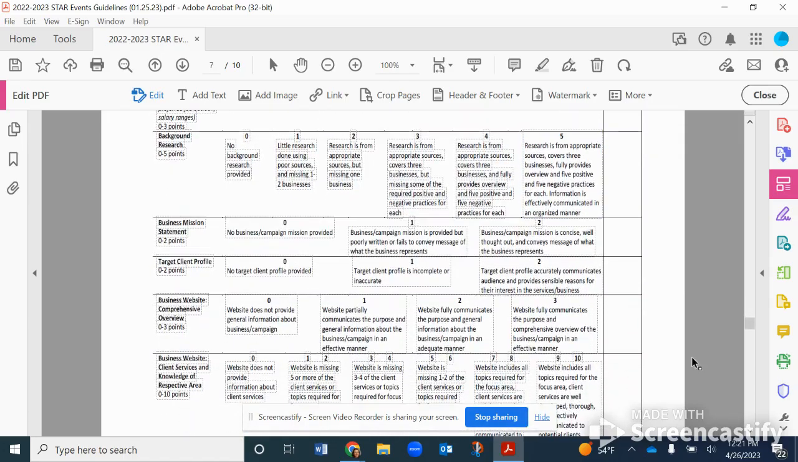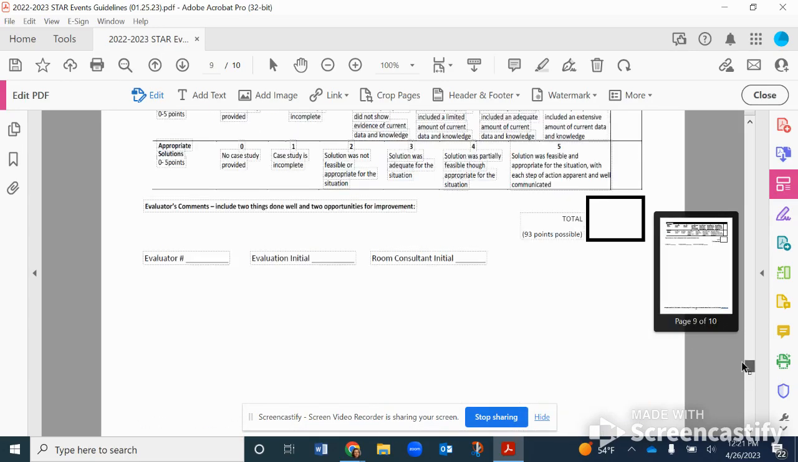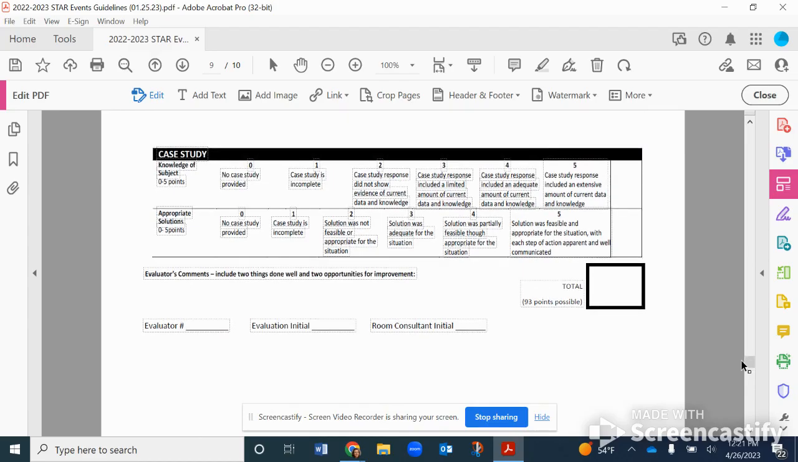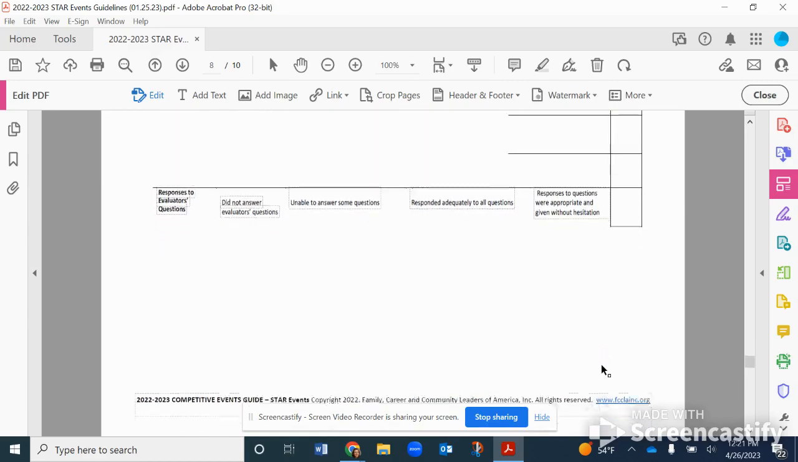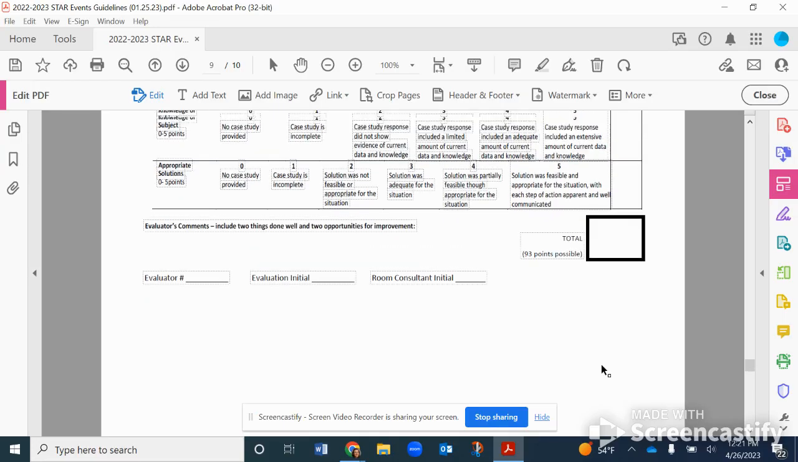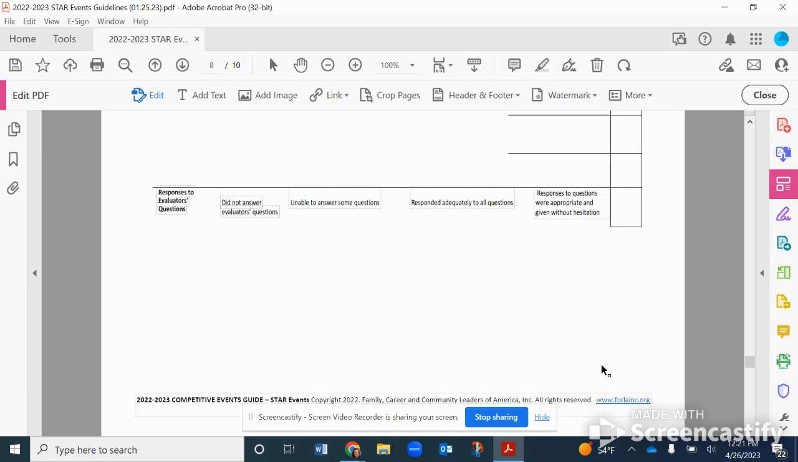Let's adjust down here. Case study. All right, never mind. We're going to talk about that later. We're just going to literally say that there are 45 points currently.